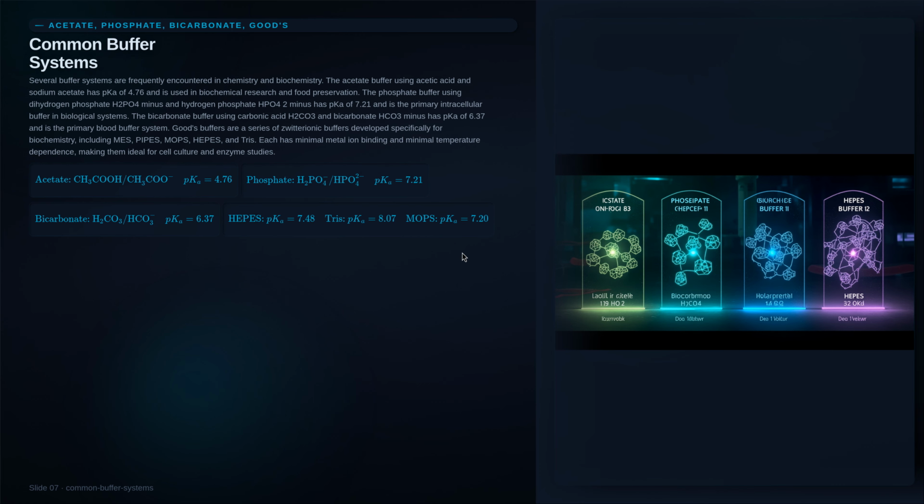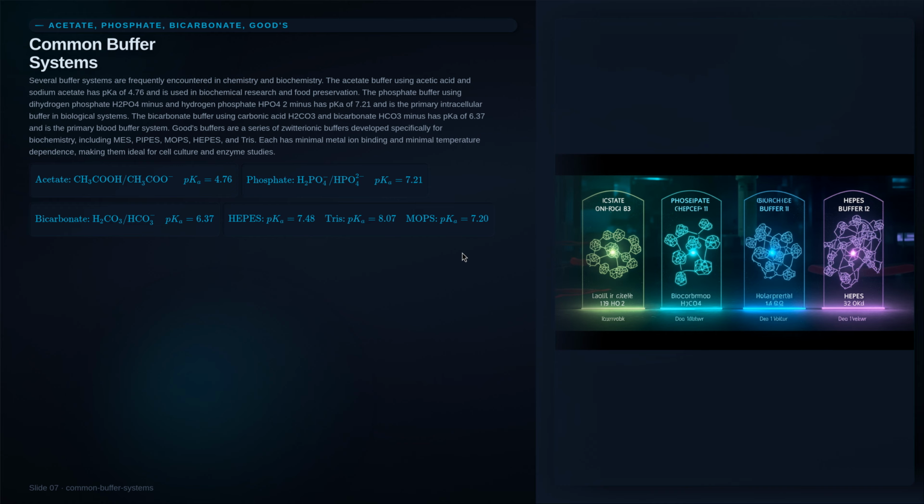Several buffer systems are frequently encountered in chemistry and biochemistry. The acetate buffer using acetic acid and sodium acetate has a pKa of 4.76 and is used in biochemical research and food preservation. The phosphate buffer using dihydrogen phosphate and hydrogen phosphate has a pKa of 7.21 and is the primary intracellular buffer in biological systems. The bicarbonate buffer using carbonic acid and bicarbonate has a pKa of 6.37 and is the primary blood buffer system.